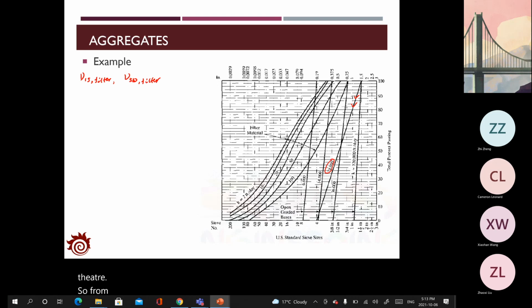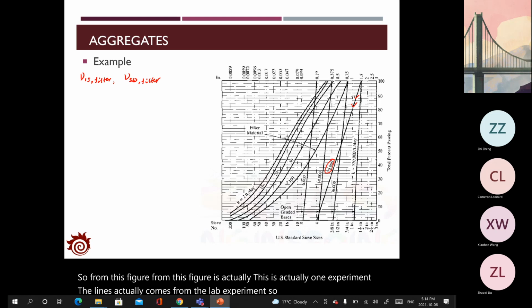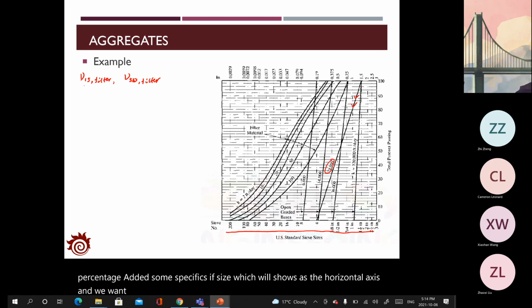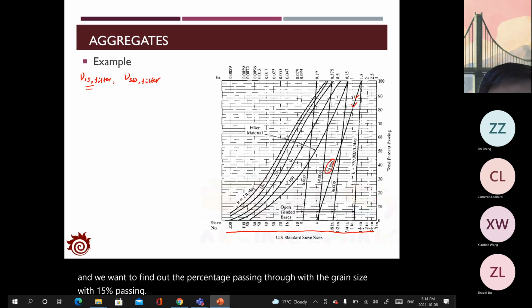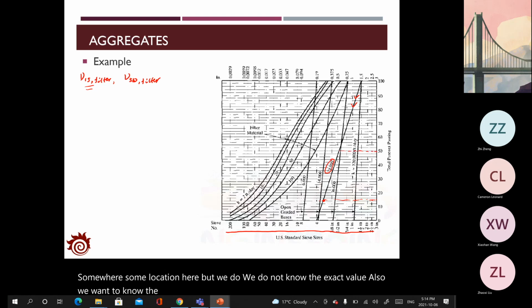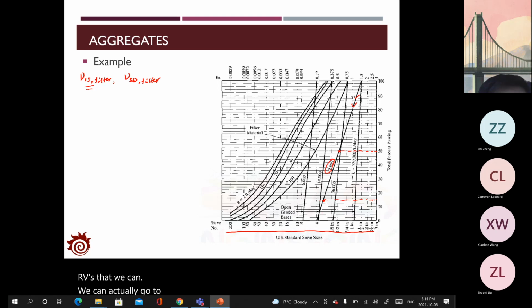This figure actually comes from one experiment. The lines come from a lab experiment, so we can know the percentage passing at specific sieve sizes, which are shown on the horizontal axis. We want to find the grain size with 15% passing. That will be some location here, but we do not know the exact value. Also, we want to know the size at 50% passing. With that, we can go on. This figure is not quite clear, but I can list all the values for you.